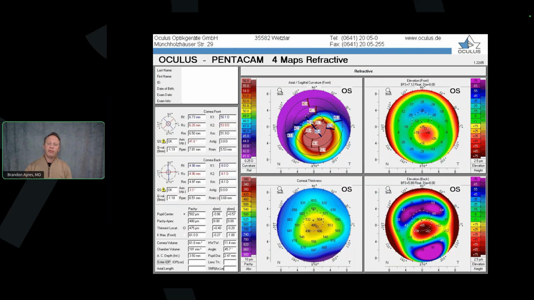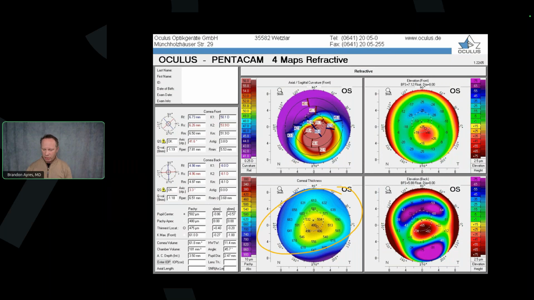Not only do we have the front map, which is the top left, we've got our rear curvature, right? Our pachymetry map, which I just circled in yellow. Then we have the elevation, which I have set to best fit spheres, to look for both anterior and posterior elevation.